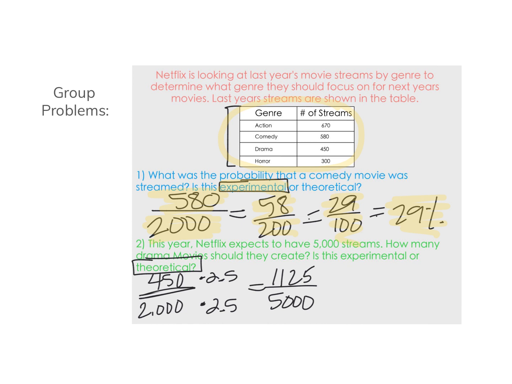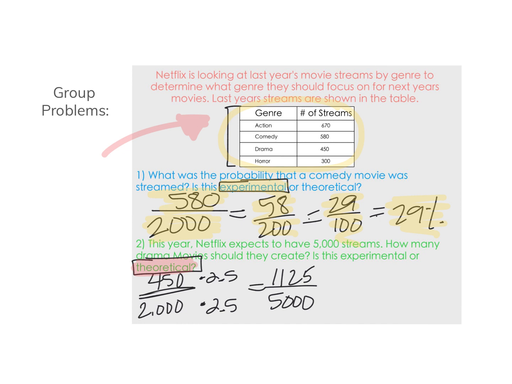Is this experimental or theoretical? This is theoretical because we're taking the information of our experiment and we're using that for next year. So we're using the information that hasn't happened yet. So theoretically, next year, we should need this many drama movies, whether we really do or not. They're just using the previous information.